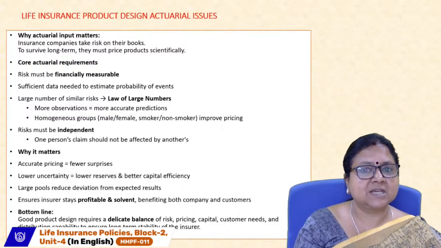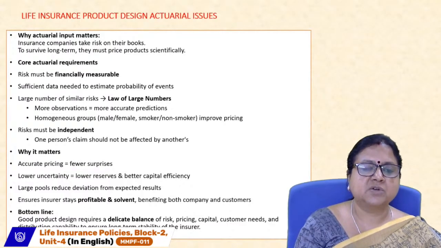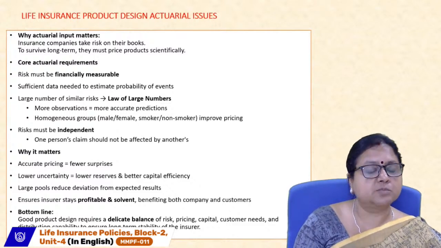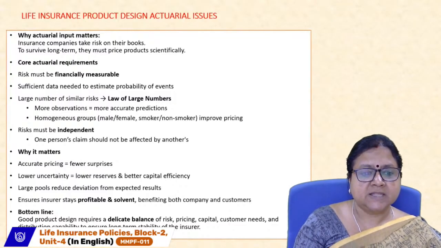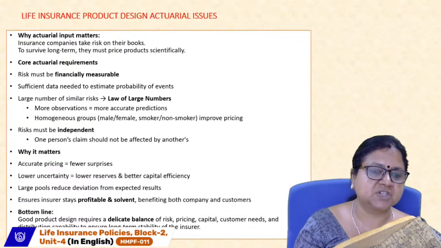So pricing actuarial issues matter because accurate pricing will give fewer surprises. When you price it accurately, and study the trend and pattern properly, then you will see that life goes on as you have predicted. Lower uncertainty means lower reserves and better capital efficiency.